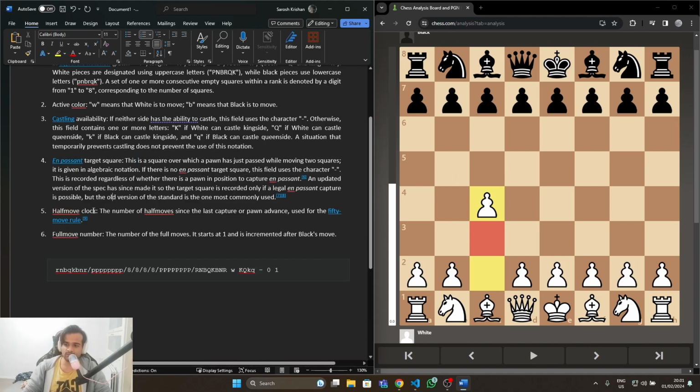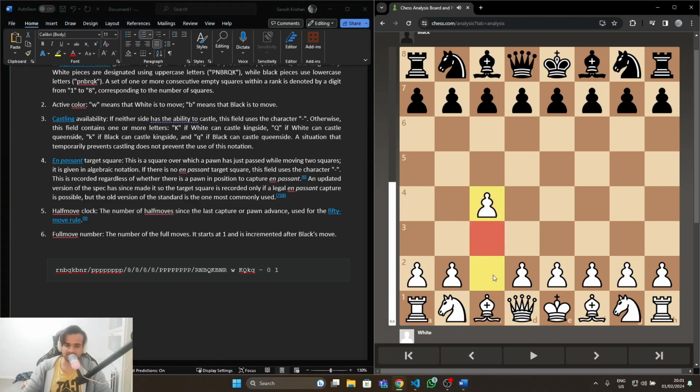The half move clock. The number of half moves. So what are half moves? Let me show you. This is a half move. This is a full move. This is the third half move, and this is the second full move. So this is 2 full moves and 4 half moves. Every time one person makes a move, that's a half move. Every time a set of players make a move, it's a full move. That's the half move clock.